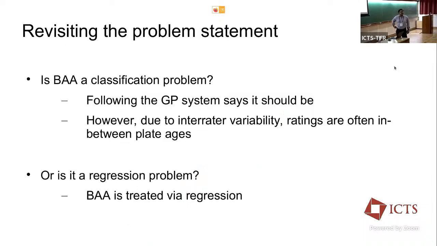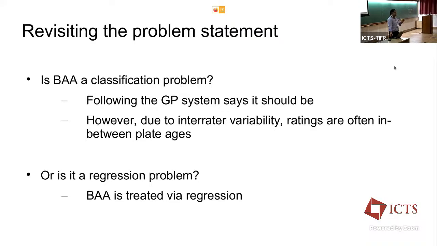Okay, so let's look deeper into the problem. Is bone aging a classification problem or is it a regression problem? For all the machine learning aficionados, what do you think it is? Well, if you look at the Greulich-Pyle method, it's a classification problem, right? Why? Because you have a certain number of classes. Those are the atlas plates, and you want to take a new radiograph and say, tell me which class it belongs to. What's the highest probability of belonging to class 120? Okay, that's what the question is, right?